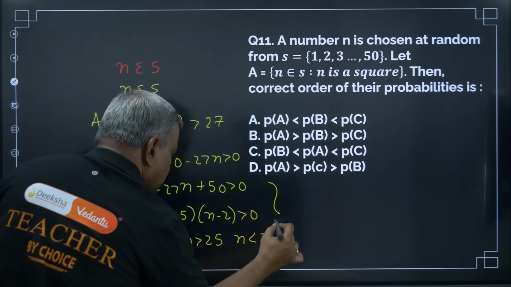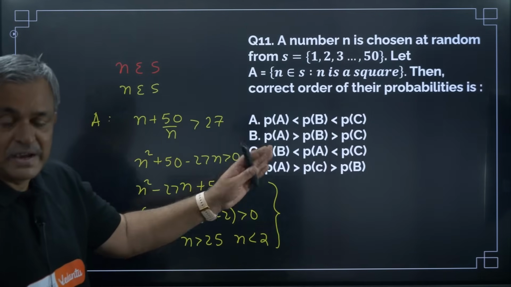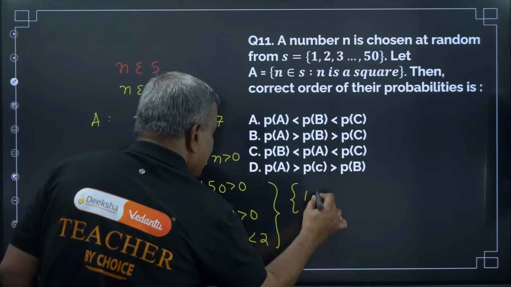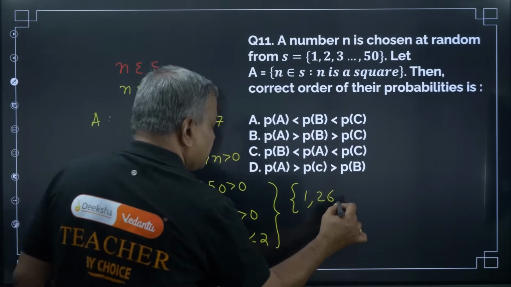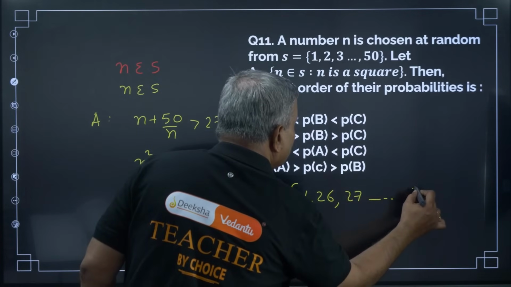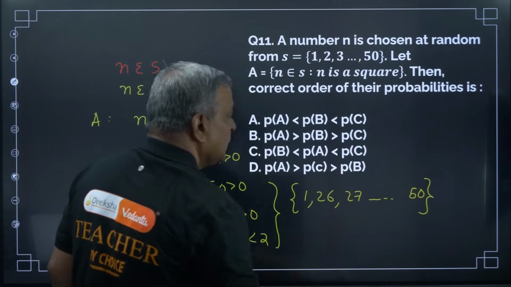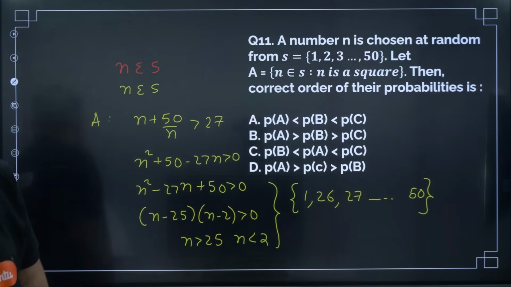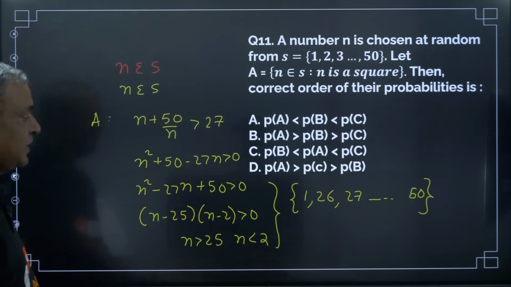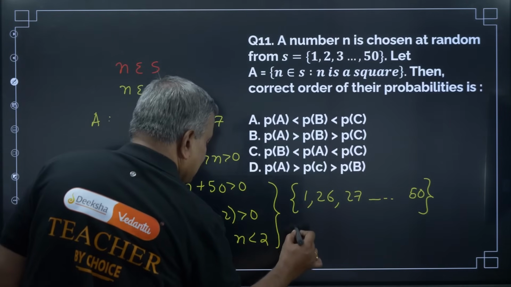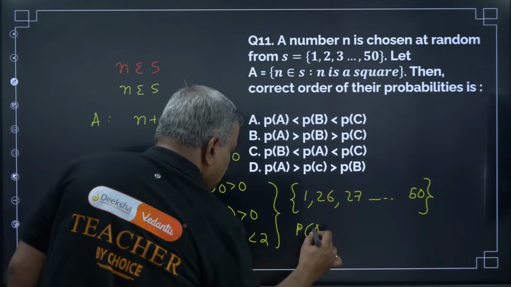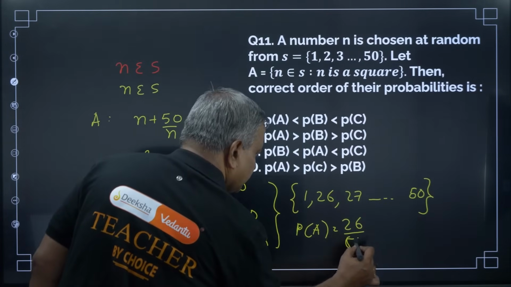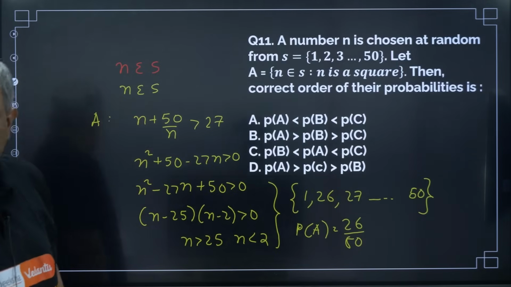Please remember, lot of students do mistake here. Right to the bigger number, left to smaller number. N is less than 2 means 1, next n is greater than 25, 26, 27, and so on up to 50. So how many terms will be there? There will be 26 terms. So probability will be, P of A will be 26 by total number of terms, which is 50. 26 by 50, that is P of A.